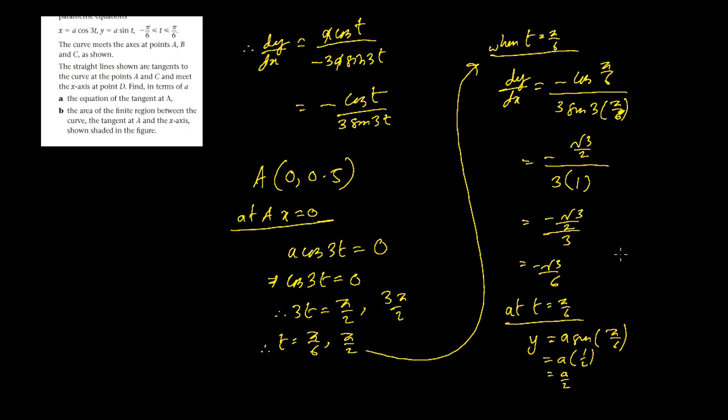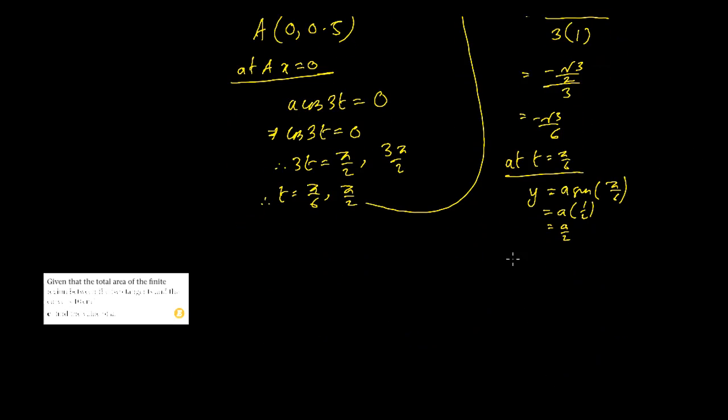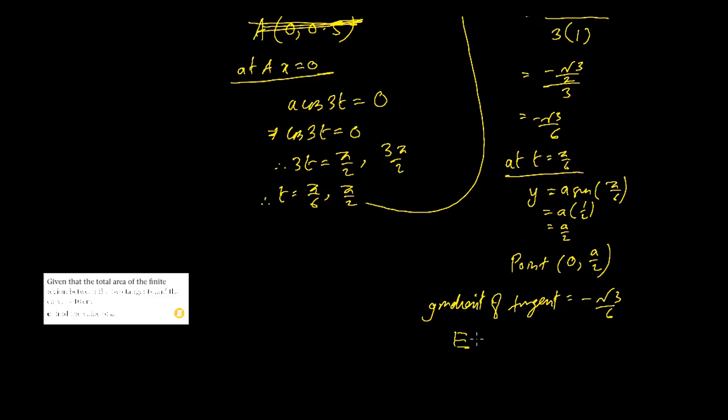So we're going to take the coordinates: the x coordinate is 0, the y coordinate is a by 2. Let's use this one. So let's write the gradient. The gradient of the tangent equals minus root 3 by 6. Now we have to write the equation.